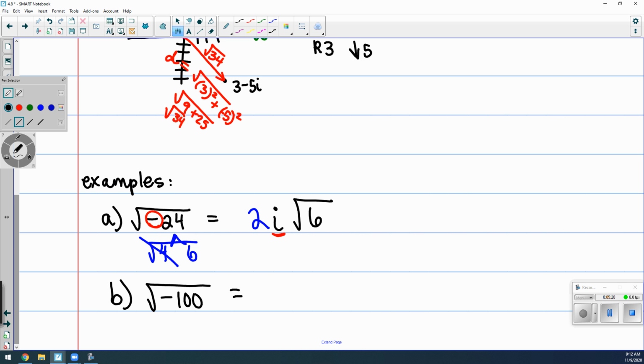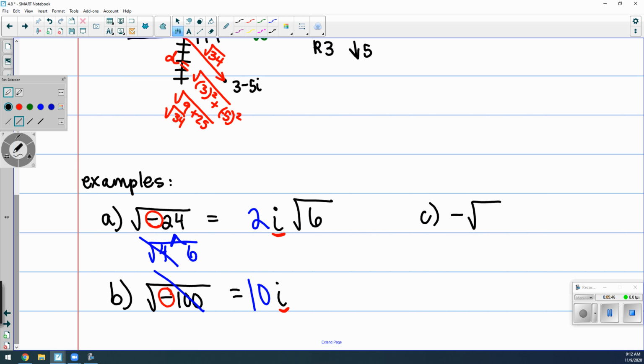Let's take a look at letter B, the square root of negative 100. Well, again, I know that this is going to be something i, and that's because the square root of a negative number gives me that i. Now, I also know that the square root of 100 is just 10. So the square root of negative 100 would be 10i. Done with that.